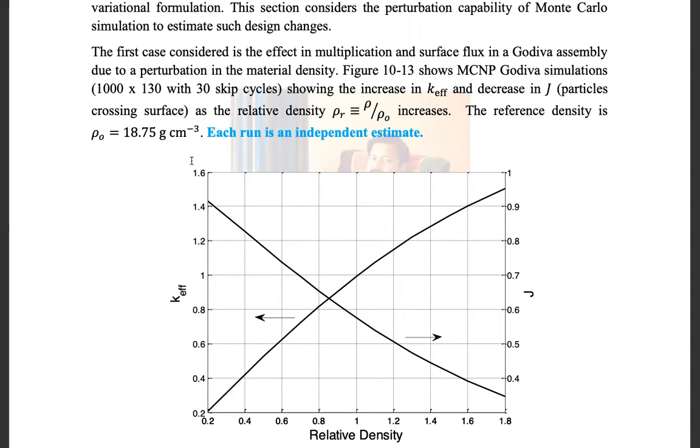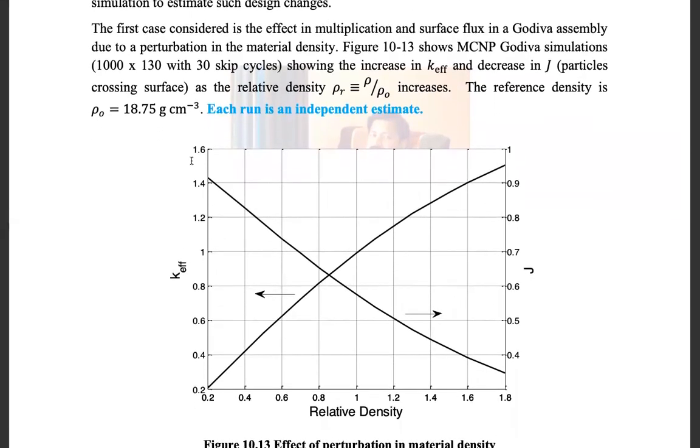So again, let me go back to the simple example of Godiva. Let me try to understand on Godiva. What I did was a Monte Carlo simulation using MCNP for Godiva. I took 1,000 neutrons in 130 cycles, and 30 cycles I skipped for reducing the effect of fluctuations on my statistical accuracy. This is a good practice: just leave the first few bad cycles until it stabilizes, and then you can get a better result.